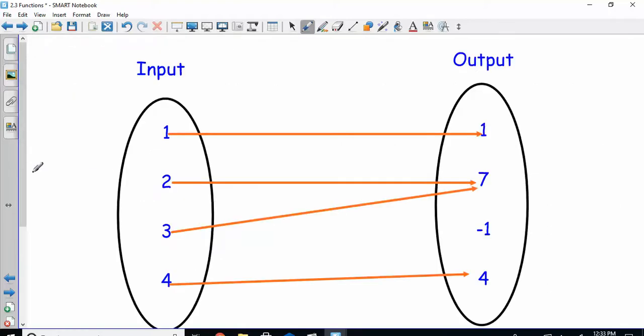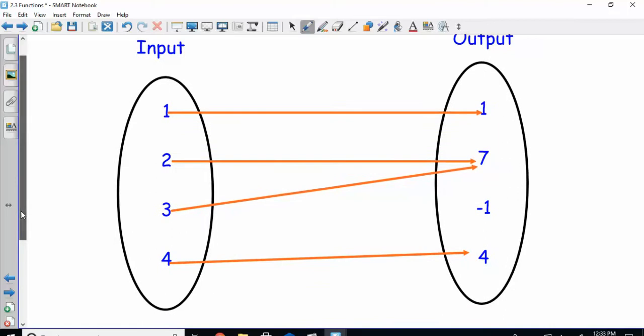So, looking at this picture, is this a function or a relation? It will be a function. My inputs are my x's. Do you ever put in an x and get out 2 different answers? No. Each of my x's only goes to one thing, so that makes it a function. So my domain would be 1, 2, 3, 4. My range, the only y's that got used were 1, 7, and 4.